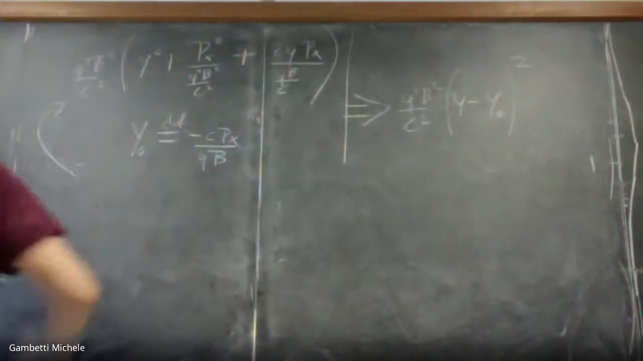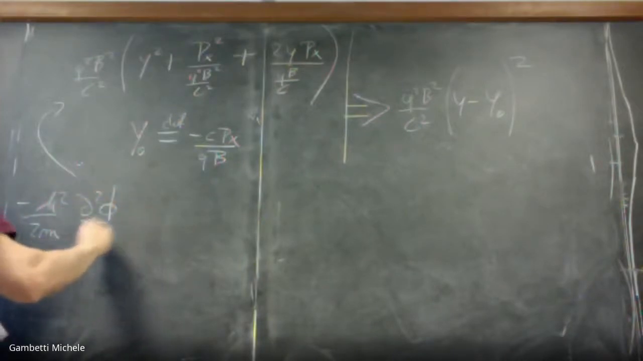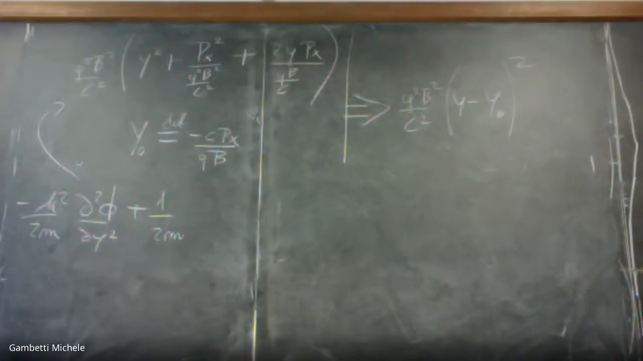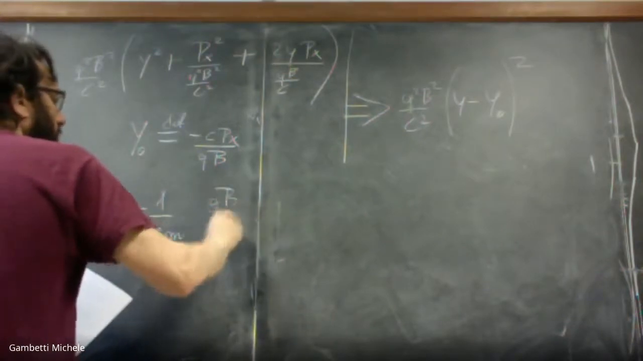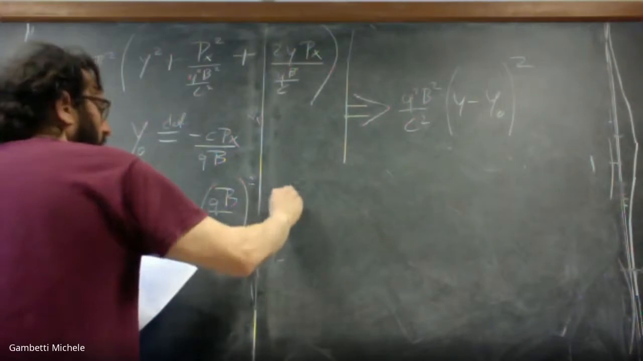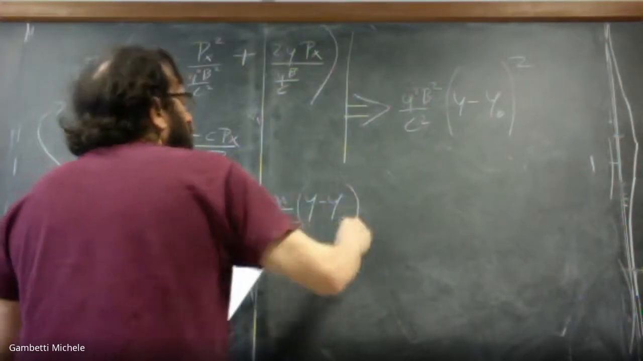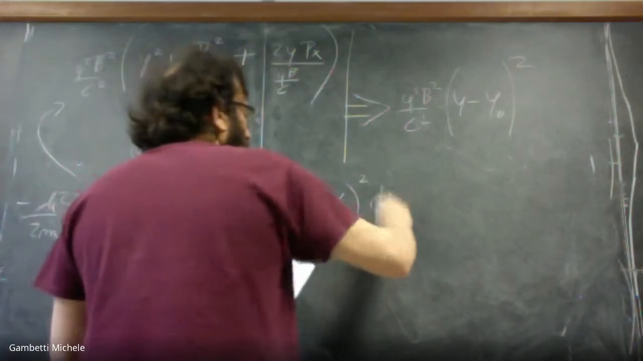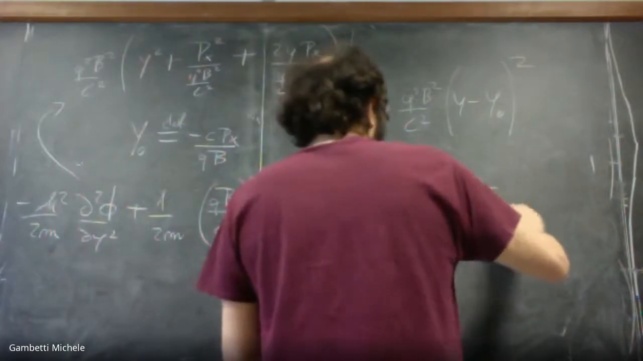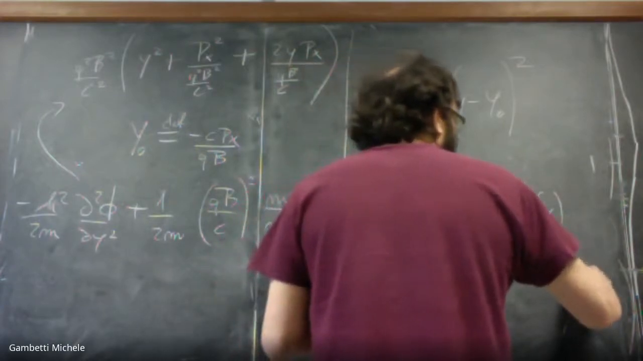So the Schrödinger equation now becomes minus ħ squared divided by 2m, second derivative of φ with respect to y. Then I have 1 divided by 2m, which was outside. I have this qB divided by c squared, which is this term here. Let me now, for just a moment, and I will comment, multiply this by m and divide by m. Then I have (y minus y0) squared, and this is applied to φ of y. And then I have here ΔE φ of y, where ΔE is equal to E minus Pz squared divided by 2m.